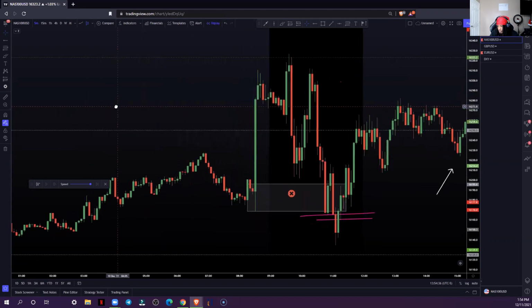What if it wicks but closes inside the demand box? You're good. If it wicks into the box and then starts going away from it, that's valid. Oh, you're talking about a wick at the bottom? If it wicks at the bottom, it's invalid. It's over with. But that can turn into support though.